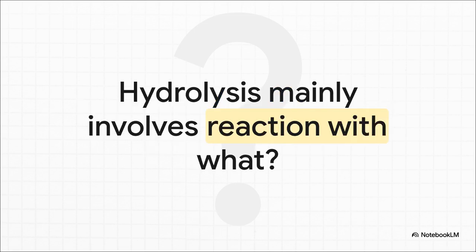Let's keep the momentum going with quick quiz 2. Hydrolysis mainly involves a reaction with what substance? A, oxygen, B, hydrogen gas, C, water, or D, nitrogen? Think back to that shortcut we talked about. The answer, of course, is C, water. Water is totally the star of the show here.